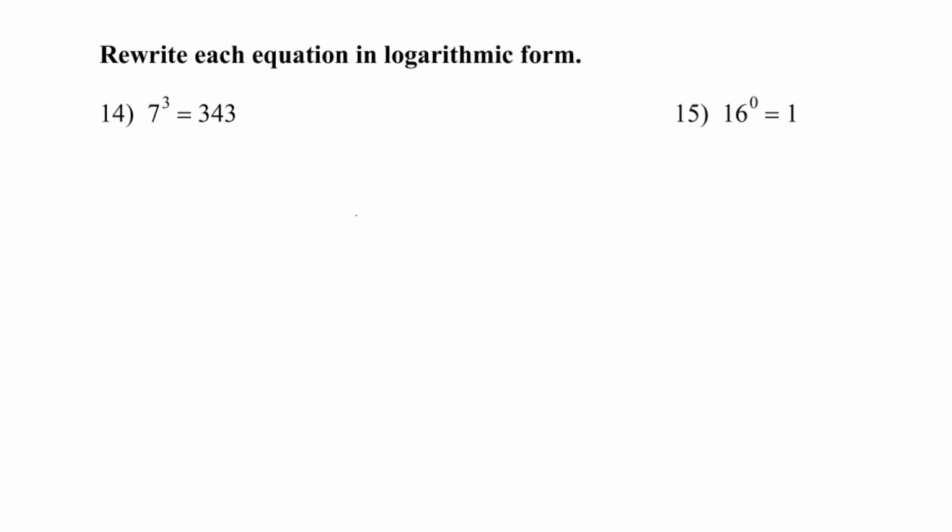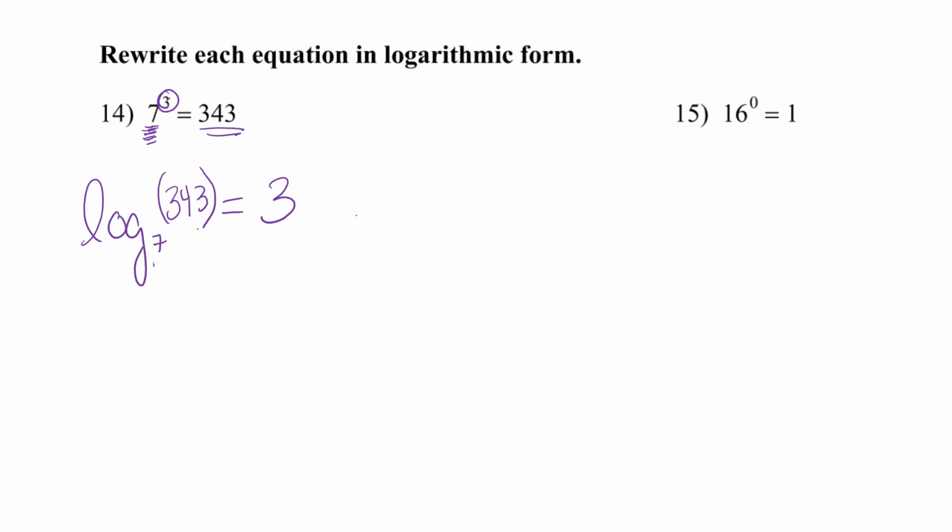So the base is always the number that's being raised to a power. So I know right away this is log base 7. And remember, the exponent is the answer. So the answer is going to be 3. And then if 7 to the 3rd equals 343, then this means log base 7 of 343.